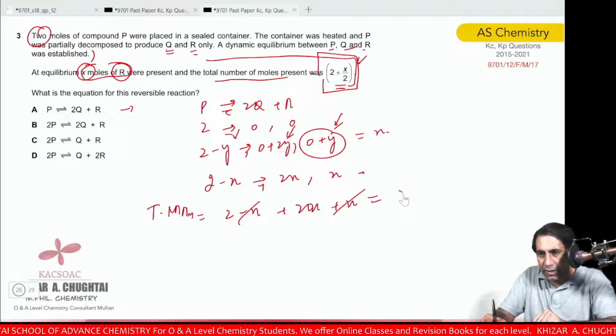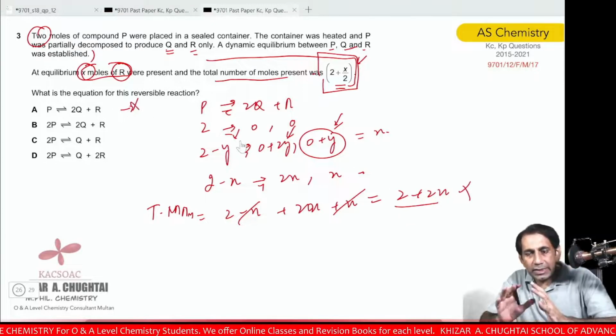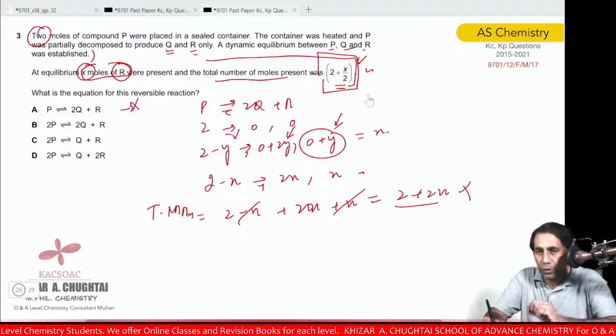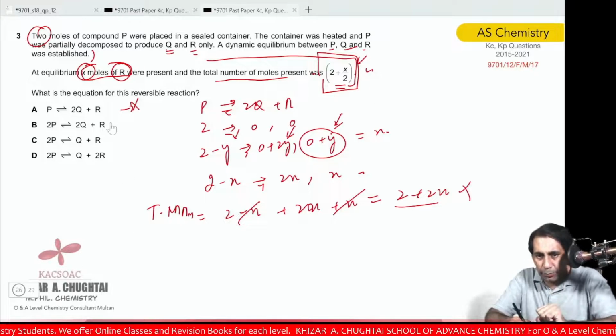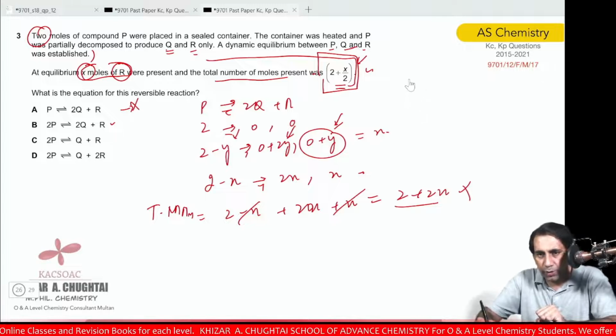So the answer is 2 plus 2x. That is not the case. The sum of total moles at the stage of dynamic equilibrium must be equal to this one. Come towards the next option. This one, I'm going to write it over here.